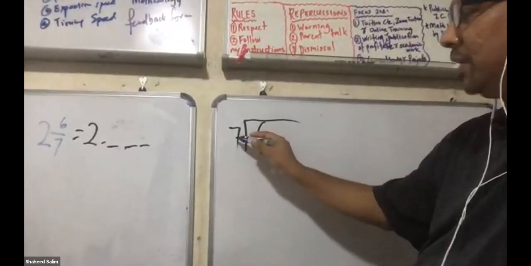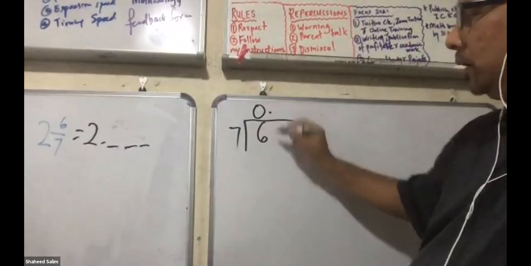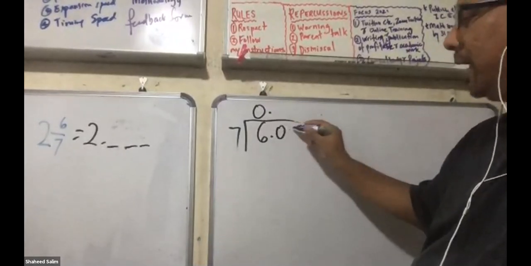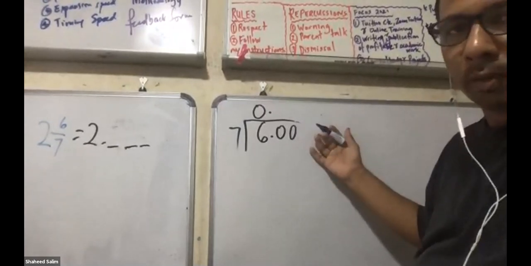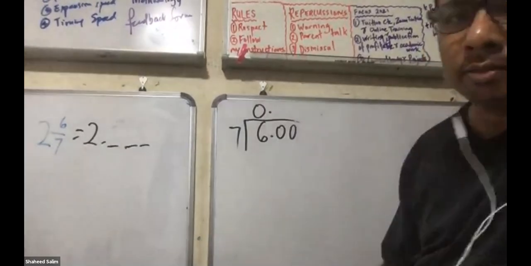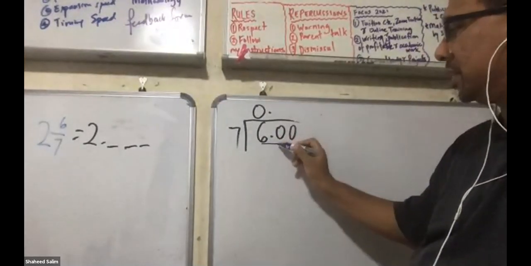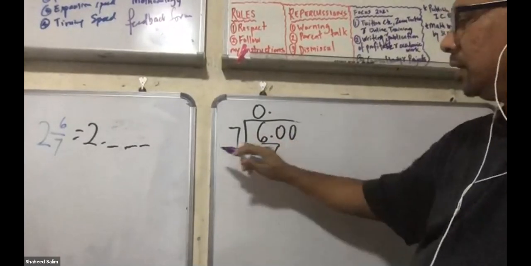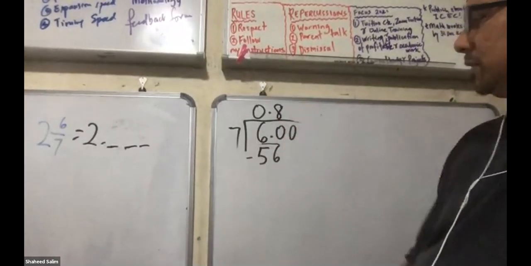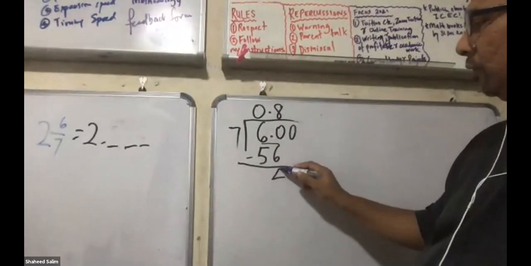Can 6 be divided by 7? Cannot, so put a 0. Put a dot here and a dot down here. Then you can add as many zeros as you want, 10 zeros, 20 zeros, no problem, because after the dot it doesn't make any difference. Now we look at 60. 60 divided by 7, we can get 56, 8 times 7 is 56. 60 minus 56 is 4.